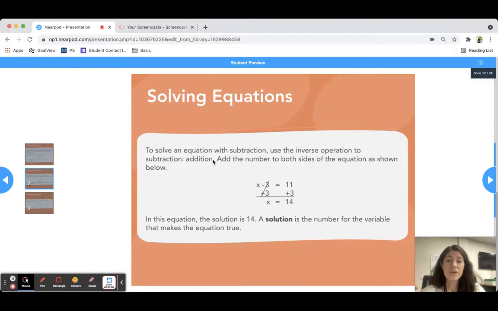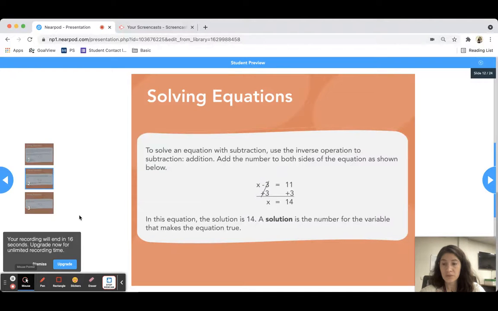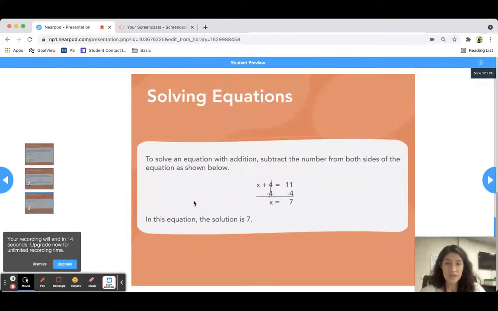To solve the equation with subtraction, we use the inverse operation, which is addition. So this one, we're subtracting 3, so we add 3 on both sides, and that gives me my solution. My solution, remember, is the answer or the value of my variable. And here's another example that you guys can see. Okay, guys, go ahead and try now.